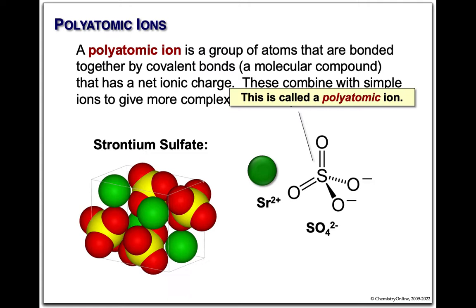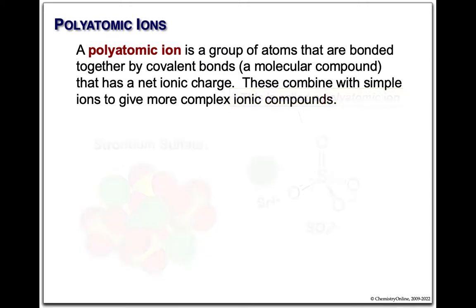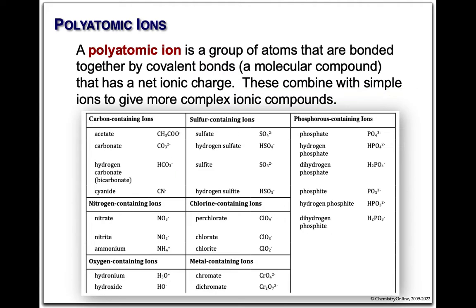The real problem is there are lots and lots of polyatomic ions. This is something from the book, and believe it or not, you kind of need to know lots of these. Yeah, you do. Carbon-containing: acetate, carbonate, hydrogen carbonate, cyanide. Chlorine-containing: perchlorate, chlorate, chlorite, and hypochlorite, etc., etc.